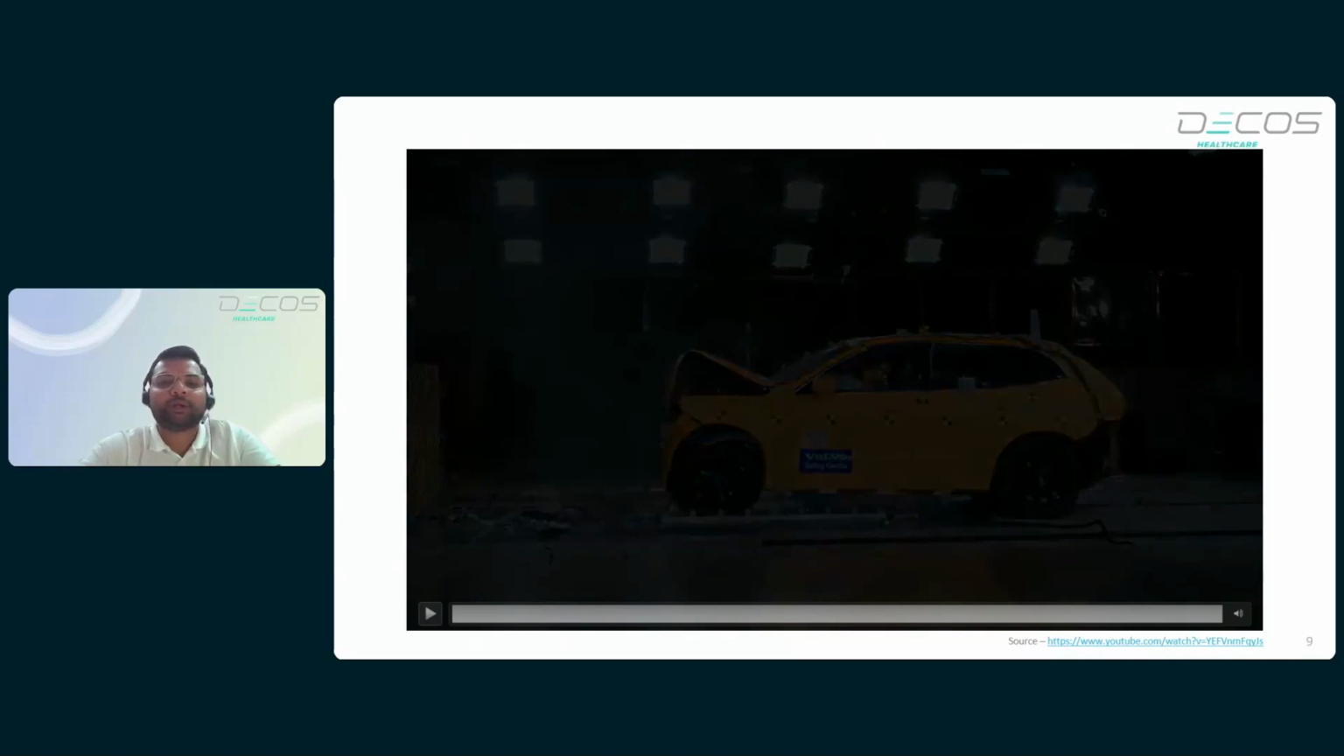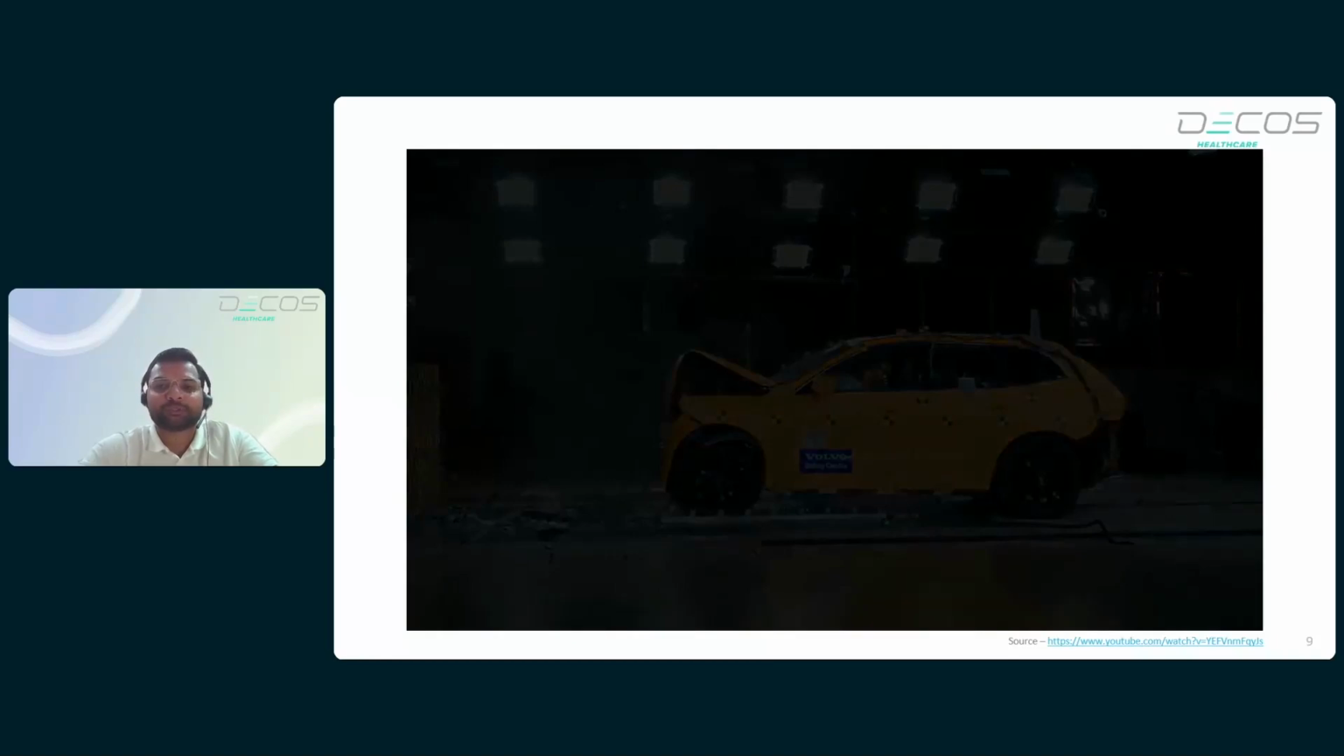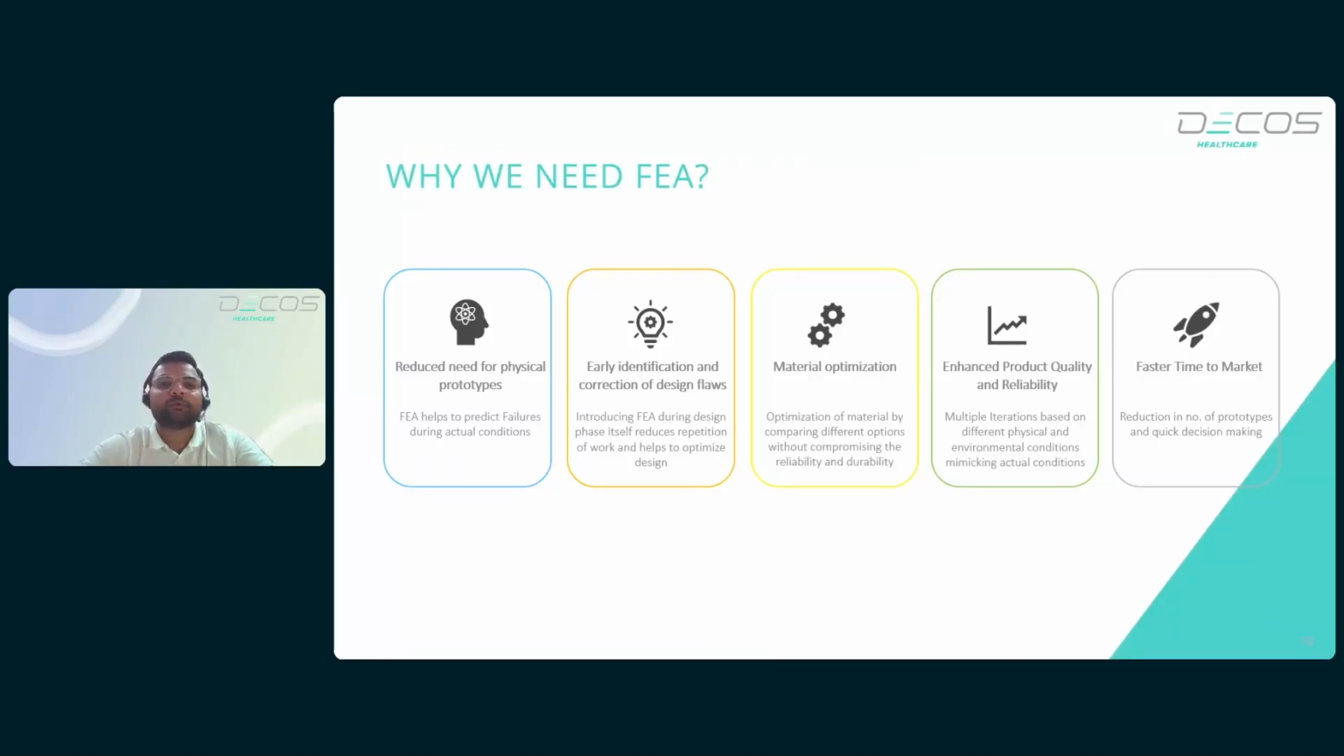Okay, so now you can make out how accurate these results can be, which are performed with the correct boundary condition, correct meshing, and correct post processing. Okay, let's move to the next slide.